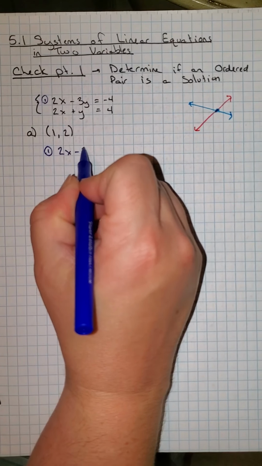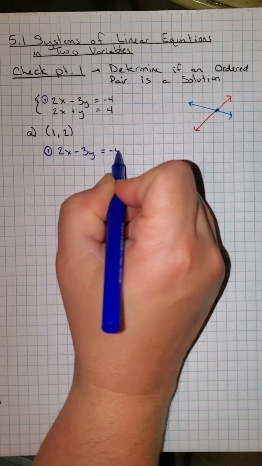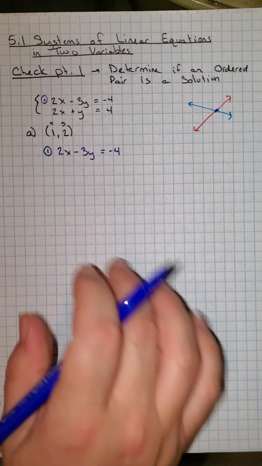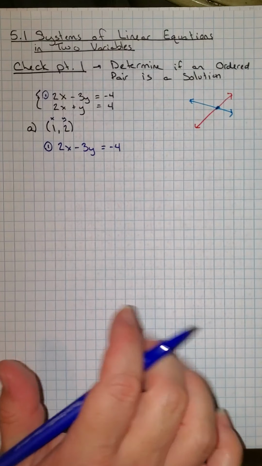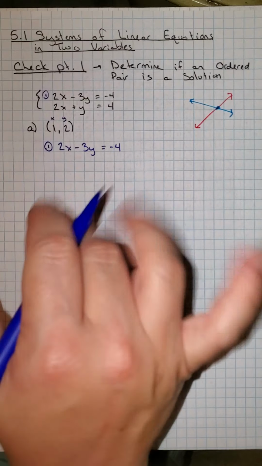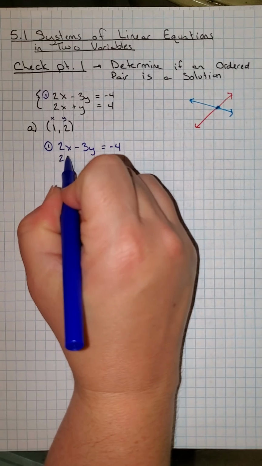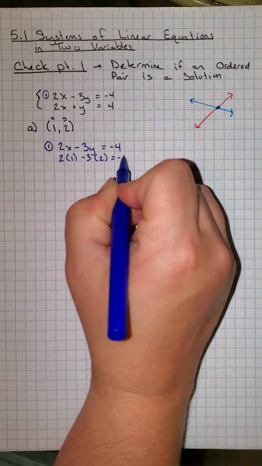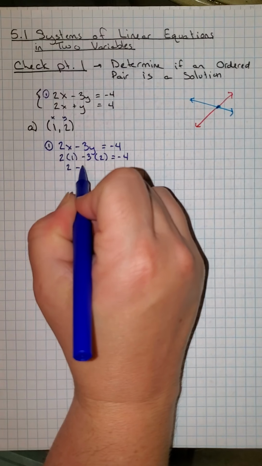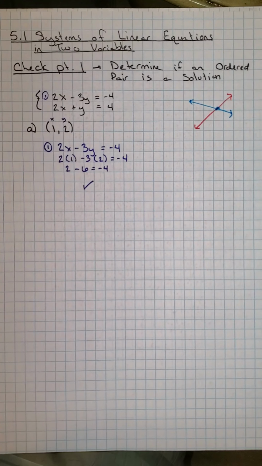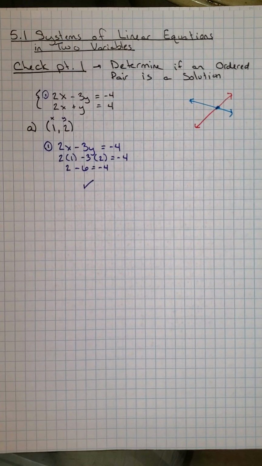We have 2x minus 3y is negative 4. And we're going to plug it in. We're going to plug 1 in for x and plug 2 in for y. So we're going to basically see if this point lies on this line, just period. Does it lie on there? So 2 times 1 minus 3 times 2, does that equal negative 4? 2 minus 6 equals negative 4. Yep, it sure does. So that point lies on that line.